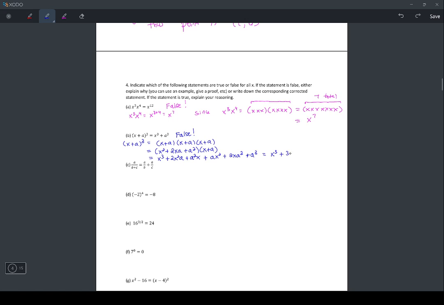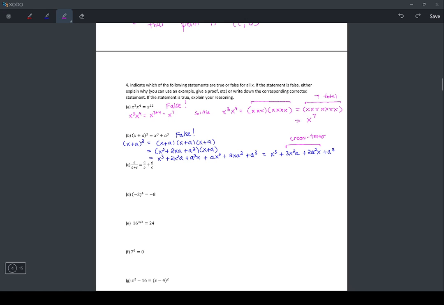so plus 3x squared a, and then we have a squared x and 2a squared, so plus 3a squared x, and then plus a cubed. So it's not equal to x squared plus a cubed, it has cross terms. And those were missing inside that statement.